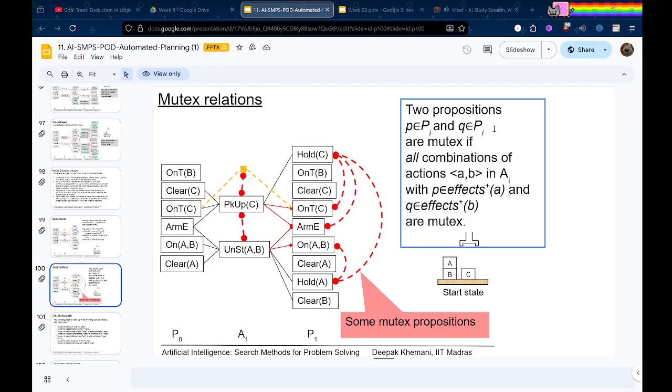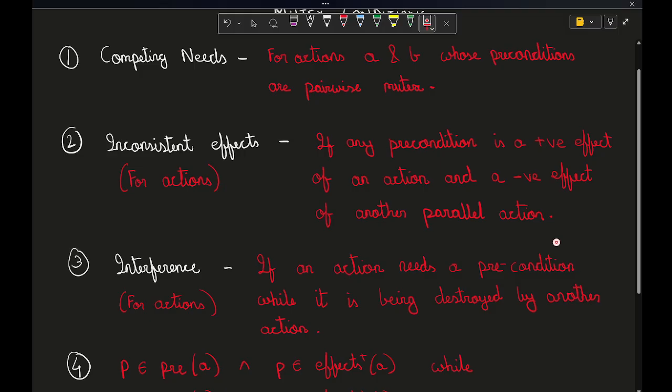Oppositely, if there exist two actions such that they are non-mutex, then we can say these two propositions are not mutex. If there is even one pair of two actions that are non-mutex, then we can say that these propositions are non-mutex. Okay, so that is the main thing for this part.